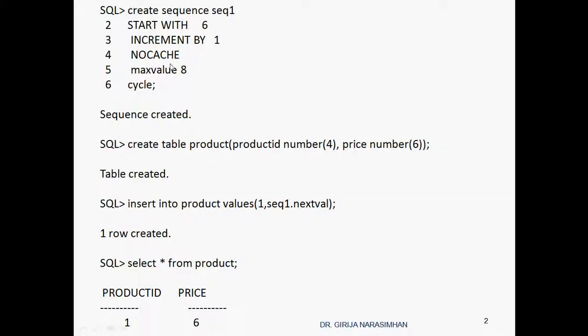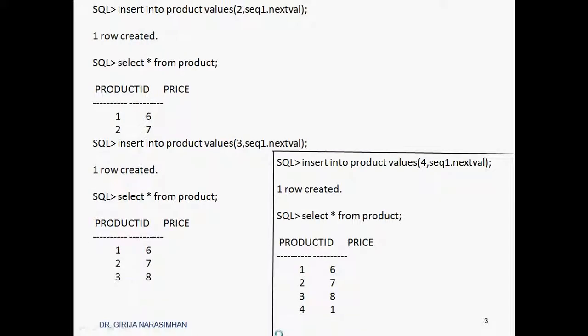So I am creating a sequence here, and I created a table with product ID and price. Here I am not using it for a primary key, I am using it for a price. So insert into the table, I am giving, instead of a value, sequence1.nextval. What is the first value it starts with? 6. That's why product 1 with price 6 is coming.